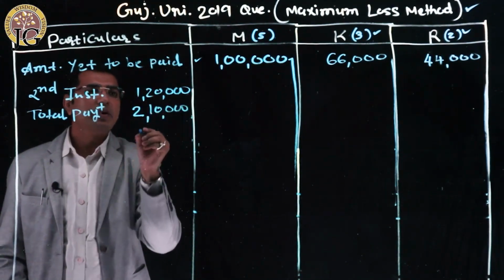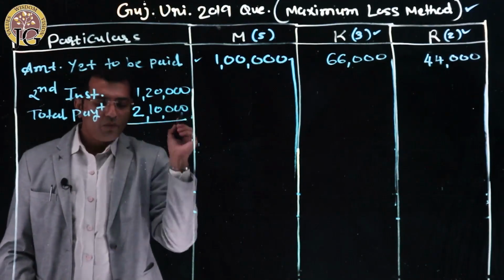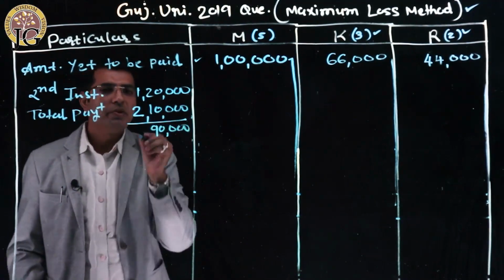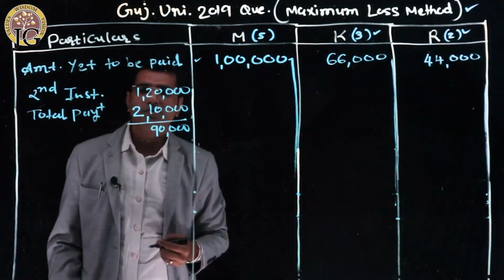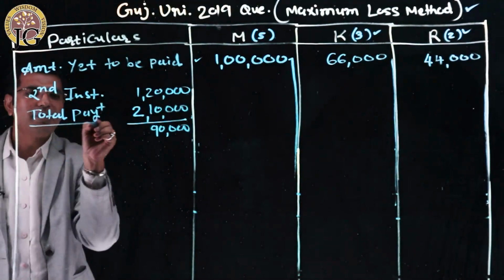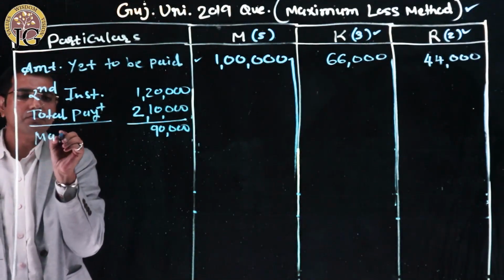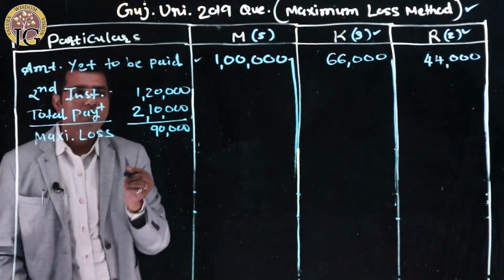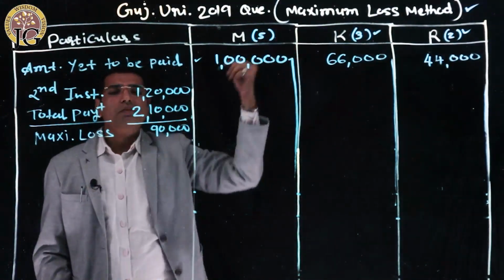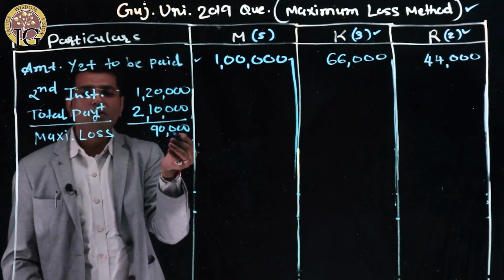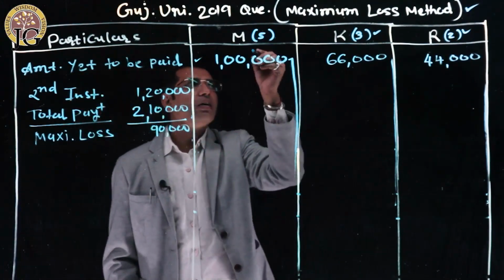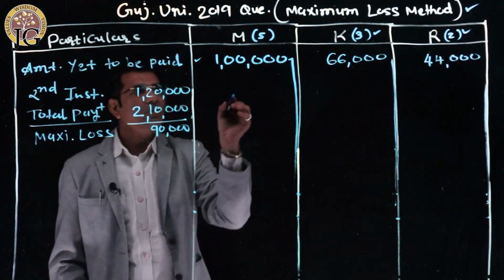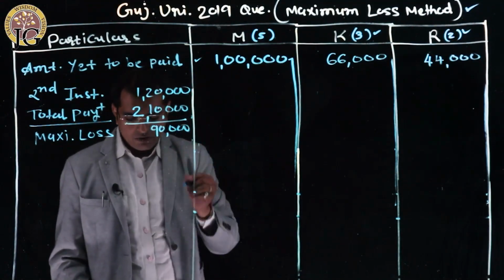But we have only 1,20,000. So we do not have 90,000 rupees in hand to pay all the capital contribution. This 90,000 is known as maximum loss. This 90,000 is our maximum loss. Now this is the maximum loss method. So we are distributing maximum loss of 90,000 amongst the partners in their ratio 5:3:2.